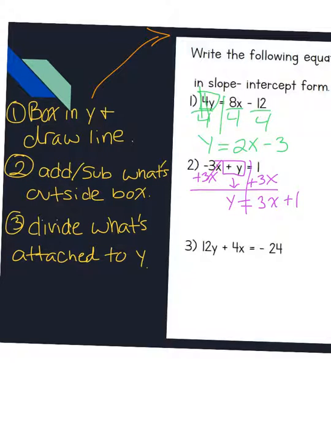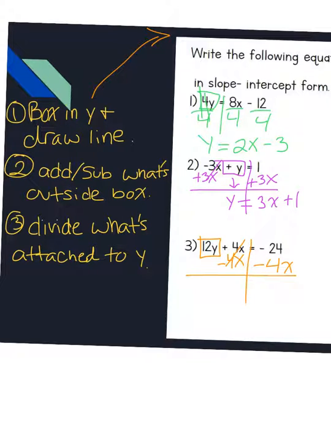The last one, box in the y and anything attached to it. Oops, sorry, wrong one. There's the y. Draw the line. Okay, add or subtract what's outside my box. So that's a minus 4x for that to go away. What you do to one side, you do to the other.